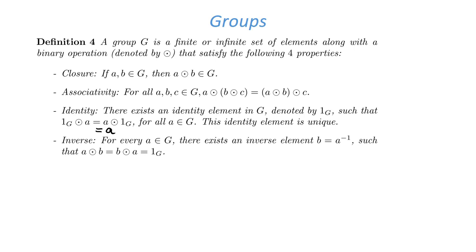The last property is the existence of an inverse. That is, for every group element A, there exists an inverse element B, denoted as A inverse, such that when I apply A and B together with the group operation, I actually get the identity element. Therefore, A group operation B is equal to B group operation A, which is equal to the identity element.